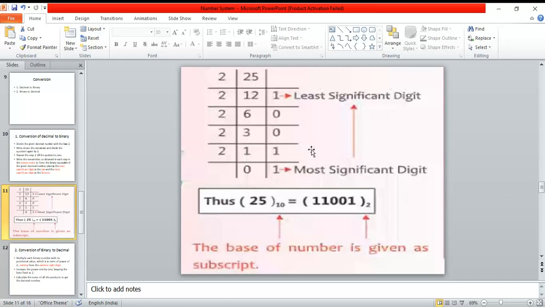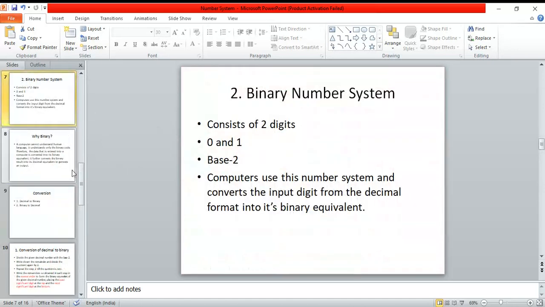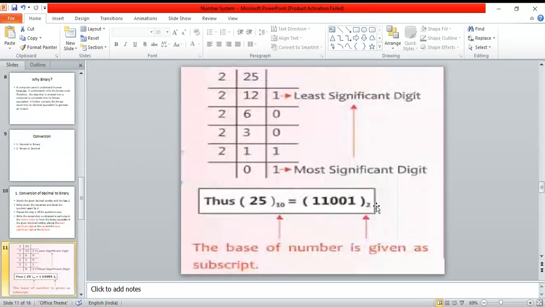The last digit is the most significant digit and this one is the least significant digit. So you start reading from here: 1 1 0 0 1. And you always write the base in this conversion. The base of binary is 2, so we are going to write 2 here, and it's always written in subscript.